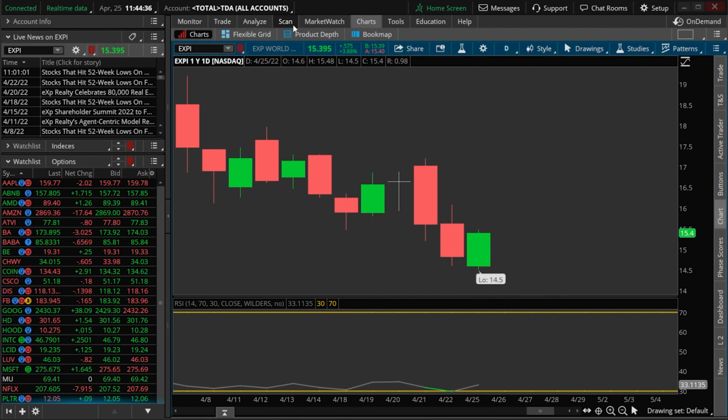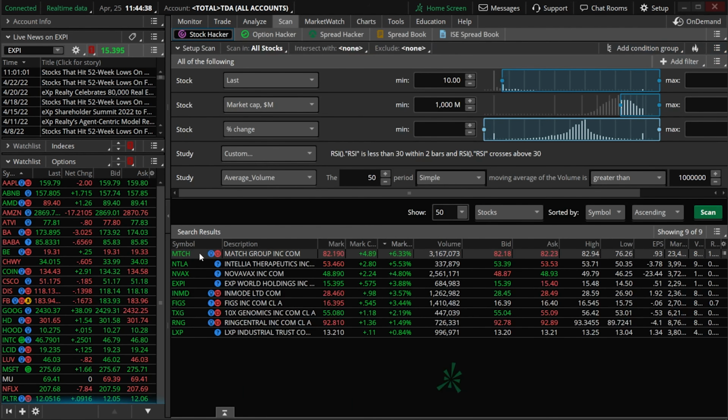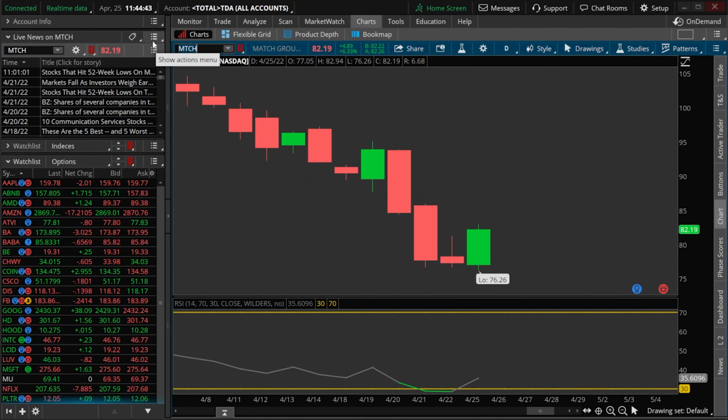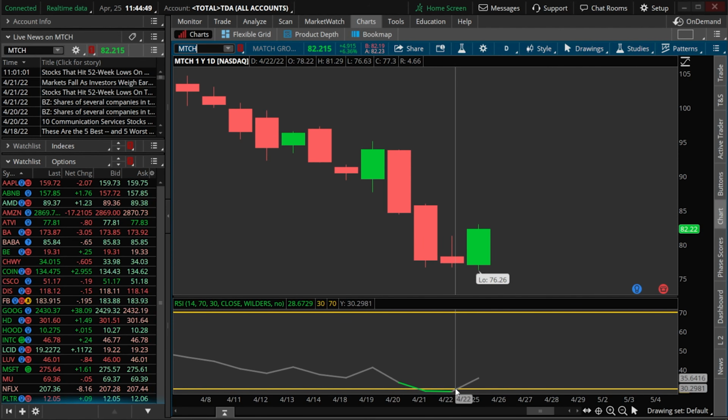If we wanted to take a look at another one, just to confirm, let's look at Match Group, MTCH. Let's go ahead and throw that in there again, MTCH. Again, looking down below there, we can see that it was oversold, and just recently within the past day, it crossed back up above the oversold line, meaning our potential buy signal right here.